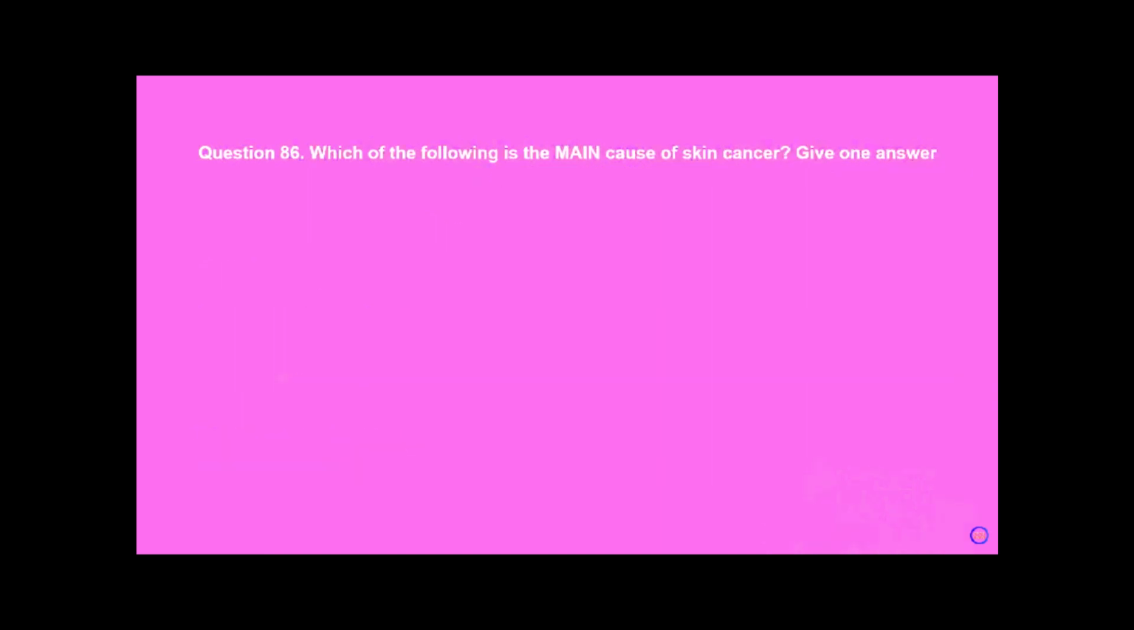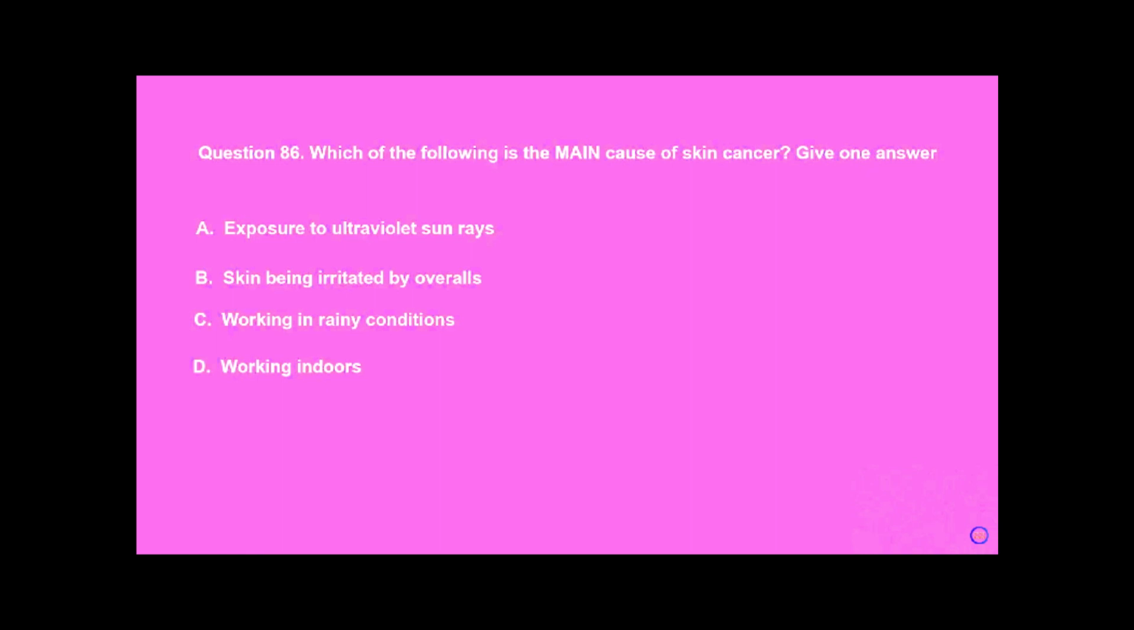Question 86. Which of the following is the main cause of skin cancer? Give one answer. A. Exposure to ultraviolet sun rays. B. Skin being irritated by overalls. C. Working in rainy conditions. D. Working indoors. The correct answer is A. Exposure to ultraviolet sun rays.